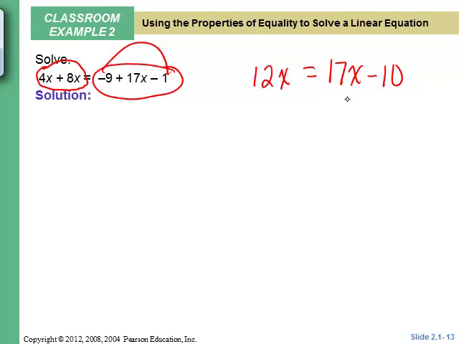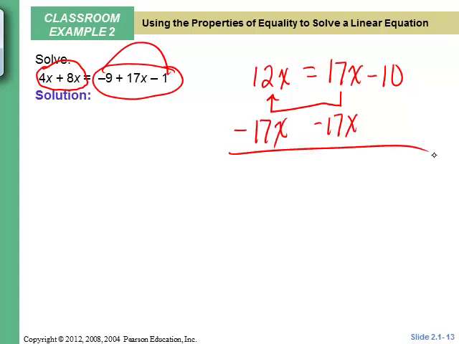It's time to get all the x's on one side of the equation. I think probably the easiest thing to do would be to subtract 17x from each side. In other words, we're using the addition property. Why? Well, because we added negative 17 to each side. When we do, the 17's cancel over there, and we get 12 minus 17 is negative 5x equals negative 10.